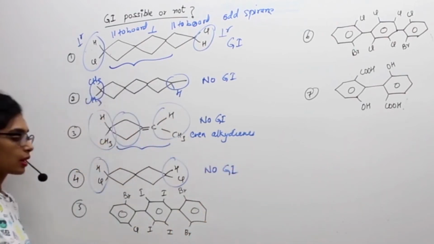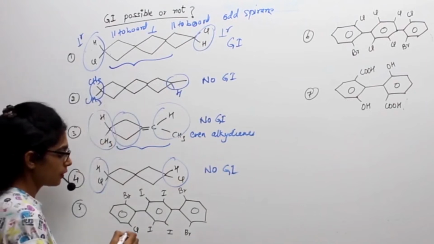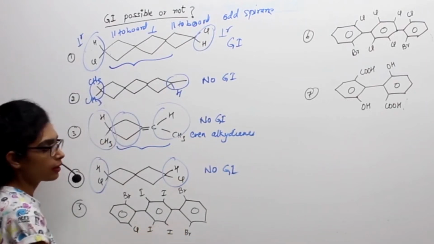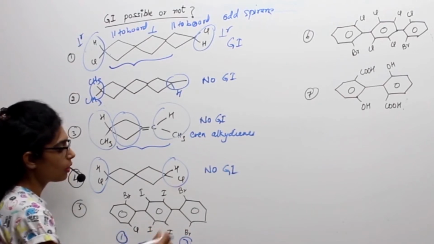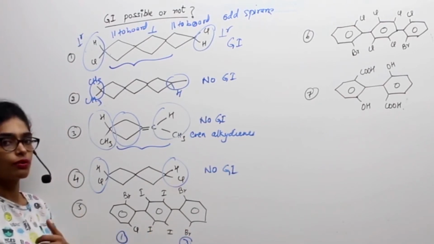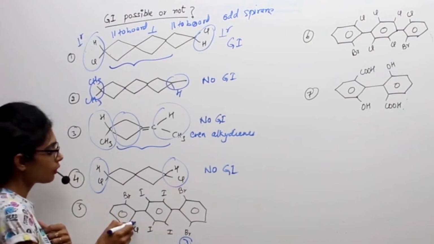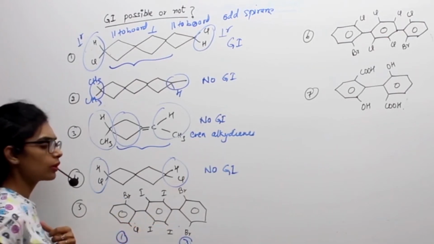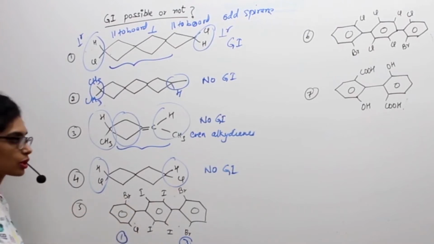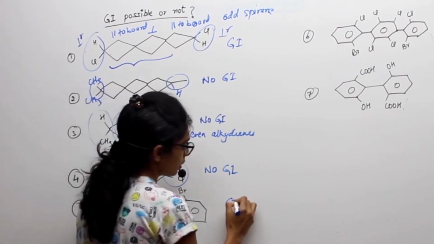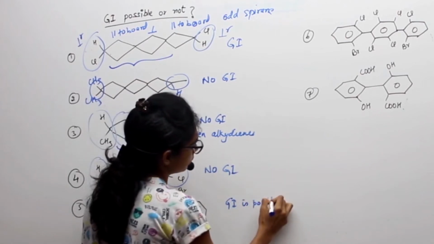Look at this. With respect to first and second and third, no GI. With respect to first and third chain, GI is possible. Now let's see whether we have same groups or different groups. So we have two different groups over here and two same groups over here. So basically one pair is still different, it can show GI. So GI is possible.